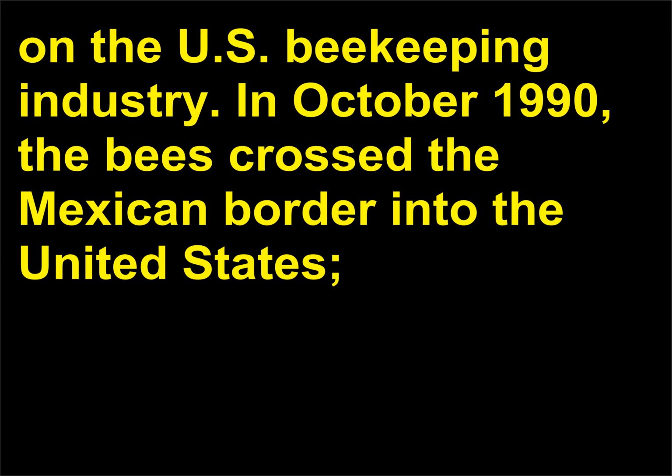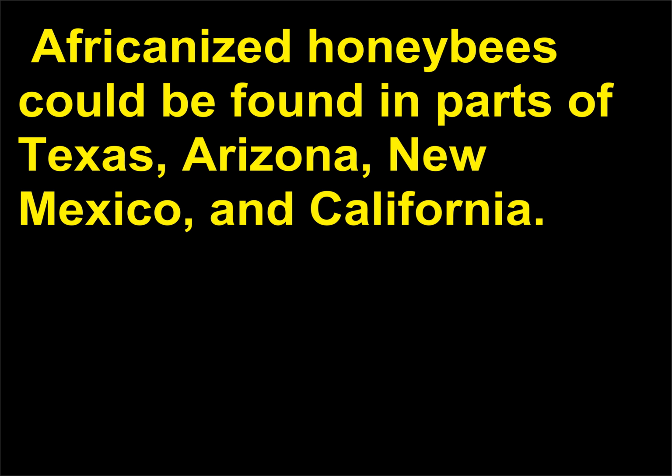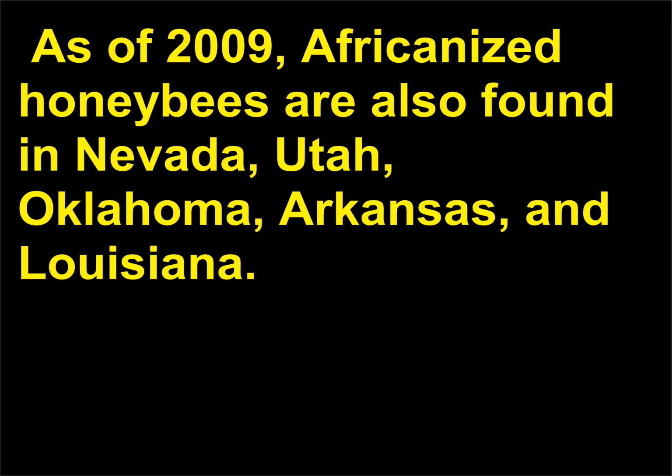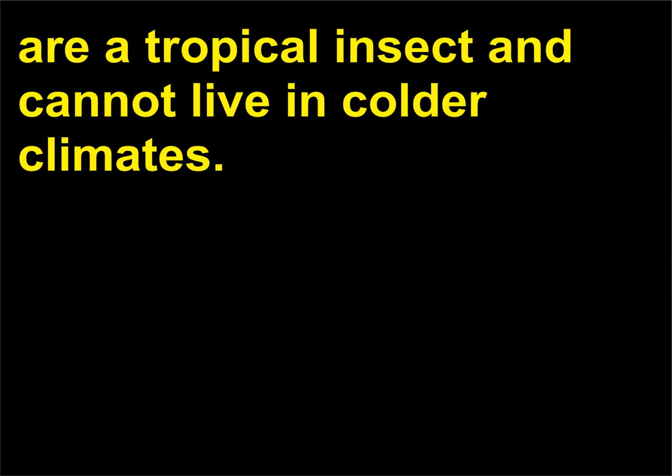In October 1990, the bees crossed the Mexican border into the United States. They reached Arizona in 1993. In 1996, 6 years after their arrival in the United States, Africanized honeybees could be found in parts of Texas, Arizona, New Mexico, and California. As of 2009, Africanized honeybees are also found in Nevada, Utah, Oklahoma, Arkansas, and Louisiana. Their migration northward has slowed partially because they are a tropical insect and cannot live in colder climates.